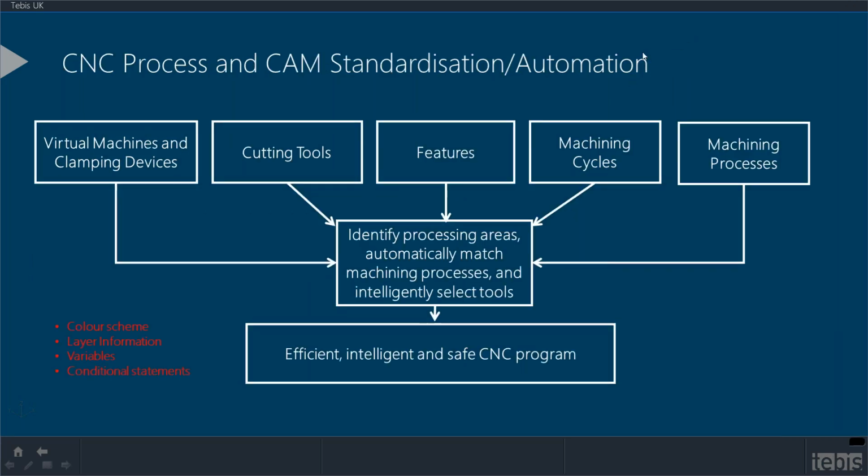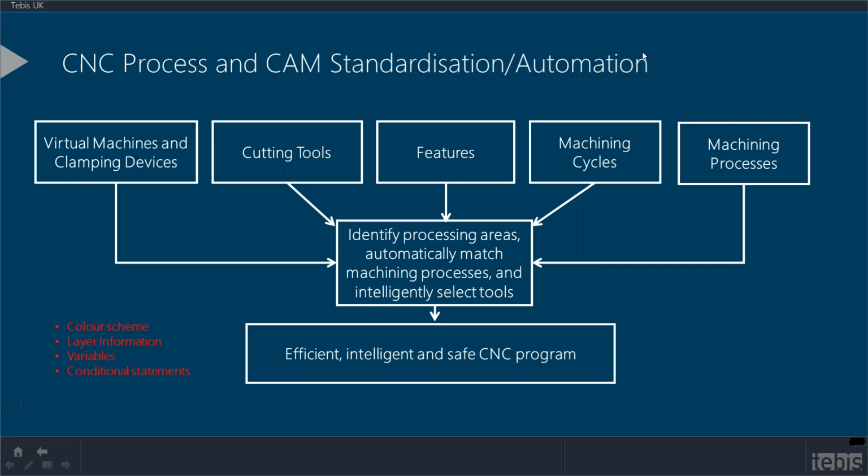So, Tebis Automation in general works with 5 basic databases. We have our virtual machines and clamping devices. This is our digital twin, set up to replicate your own personal machinery. We have cutting tools. Now, these are full-form tools, including tool holders and any intermediate holders, but also including all cutting conditions, so speeds, feeds, step over, step downs, even coolant condition.